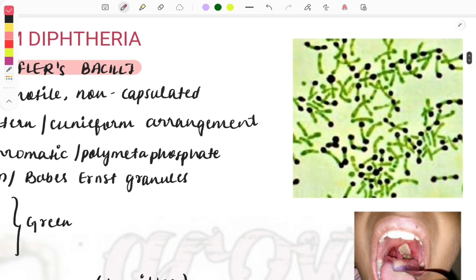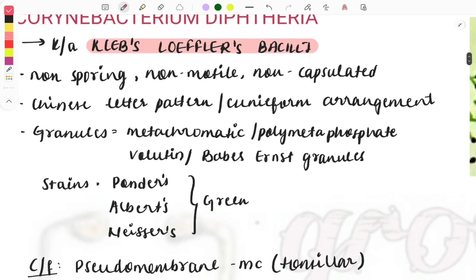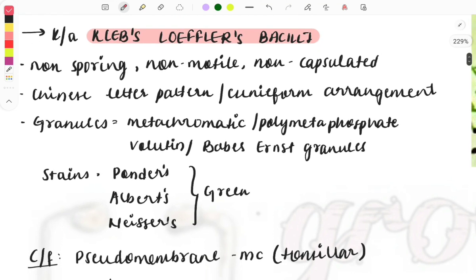So it is non-sporing, non-motile and non-capsulated, and a Chinese letter pattern is seen, also called a cuneiform arrangement. So this one is the image and this is how the bacillus looks. An image-based question can be asked, so you need to remember this image. And the granules of this diphtheria bacillus are metachromatic. Then polymetaphosphate, Volutin and Babes-Ernst granules are seen.